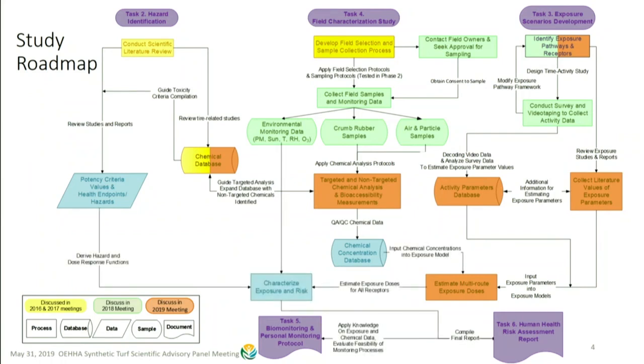Combining the results of the time activity study and the literature research with the chemical identity and concentration data from task 4, we are developing models and exposure equations to estimate the multi-route exposure dose for players on fields and playgrounds. In today's meeting, we will summarize the exposure pathways along with the exposure equations and parameters, and we are looking forward to input from the panel and the public.